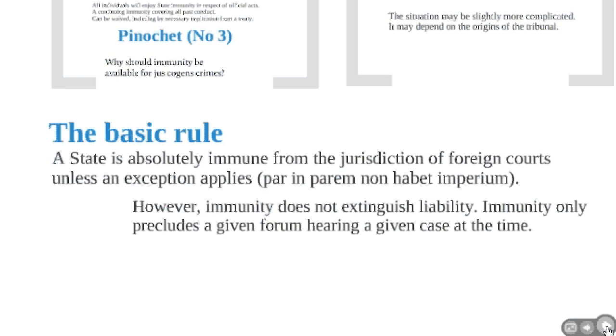Two points to note about this. First, as I've said, you are absolutely immune as a state unless an exception applies, and we'll be spending some time on those exceptions. The second point to bear in mind is that immunity does not extinguish liability. There's a difference here of procedure and substance. So when you breach a legal obligation, you are substantively liable. Even if you can plead a procedural immunity, that does not extinguish the underlying wrong and the legal obligations arising from it. All a rule of immunity does is say, this court cannot hear this case at this time. But that logically means that there might be another court or another set of circumstances or another time where the case could be heard.